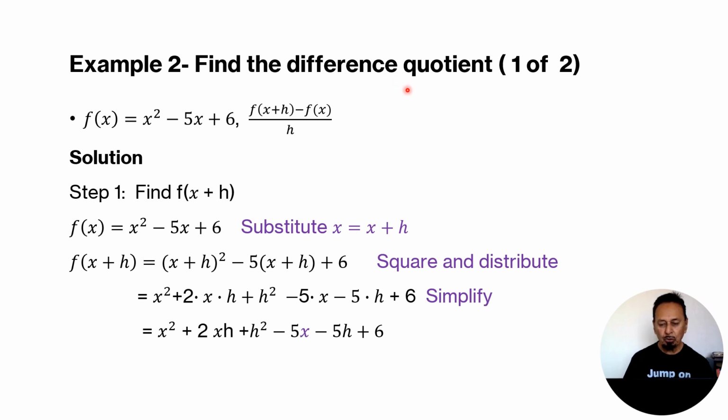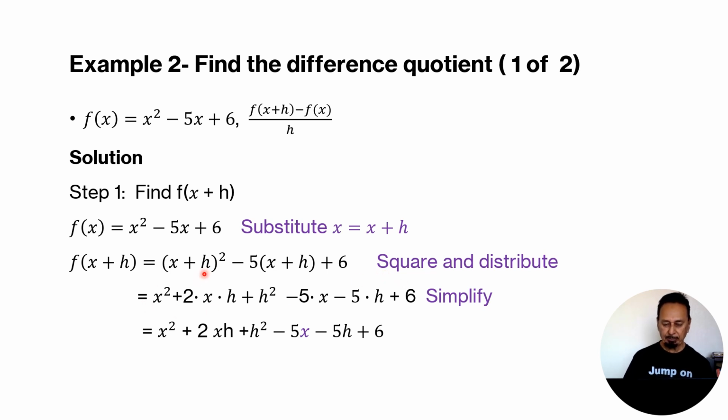Example 2, find the difference quotient, f of x equals x squared minus 5x plus 6, and the difference quotient is f of x plus h minus f of x over h. So step 1, find f of x plus h. So let's start with f of x equals x squared minus 5x plus 6. Substitute x equal to x plus h. So this becomes f of x plus h. x squared becomes x plus h squared, and minus 5, change x to x plus h, plus 6.